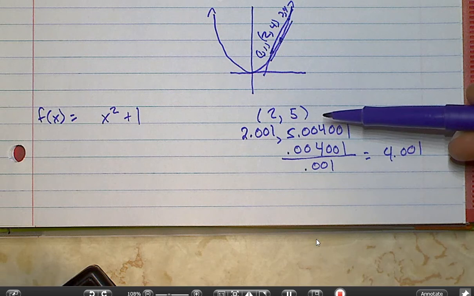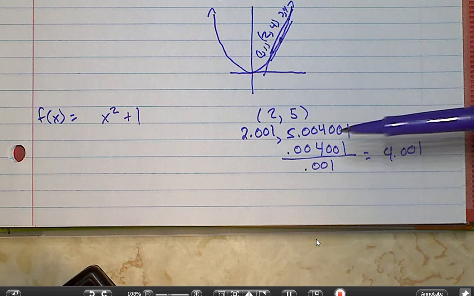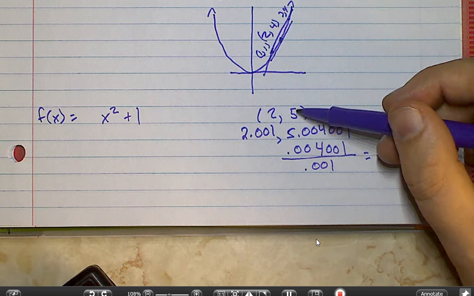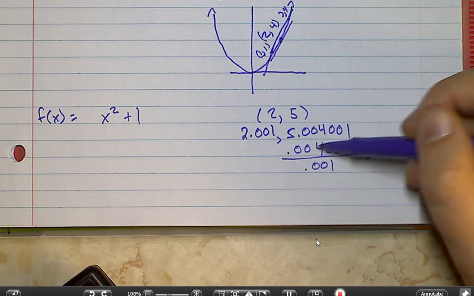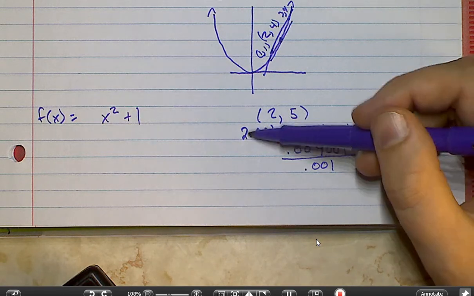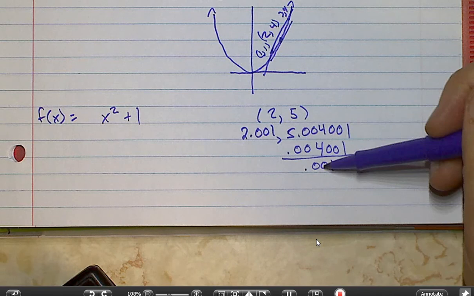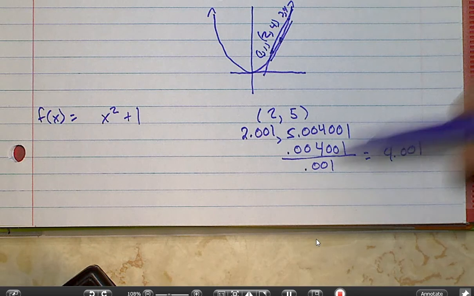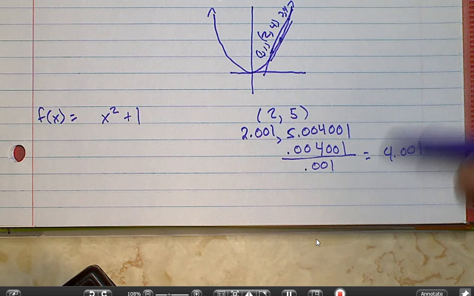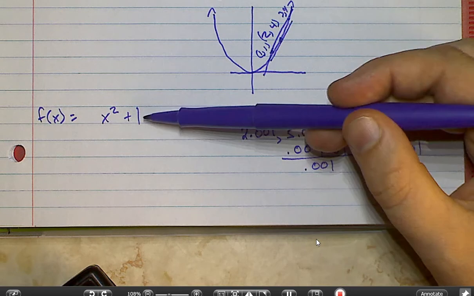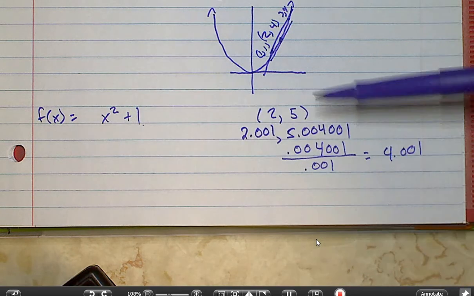I'm sorry, say that again? And got the 0.004001. 2.001 minus 2 to get 0.001, and then I just divided these in my calculator, and it spat back out 4.001. So this is my rough approximation of the slope of the line tangent to this equation at this point.